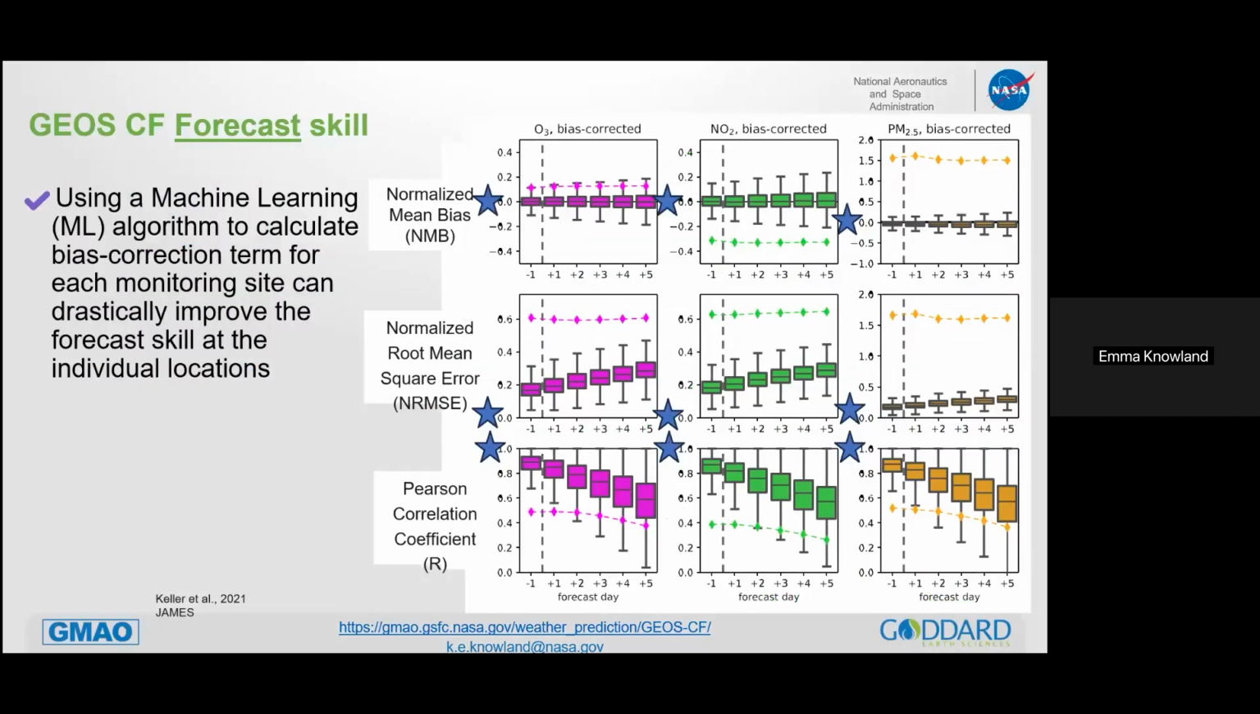And so this was done for all of those different monitoring stations that were used in this analysis. And when we compare to the original skill scores in diamonds, we can see that the bias-corrected forecast skill, as the box and whisker plots, now greatly improves over the original model forecast. You can see how it's much closer to the levels where the stars are indicated.